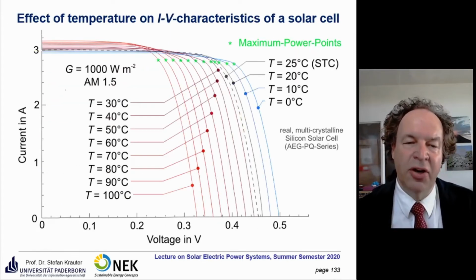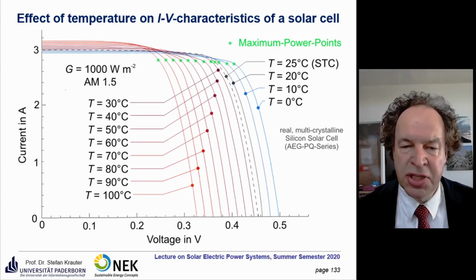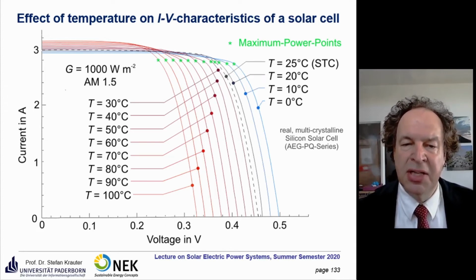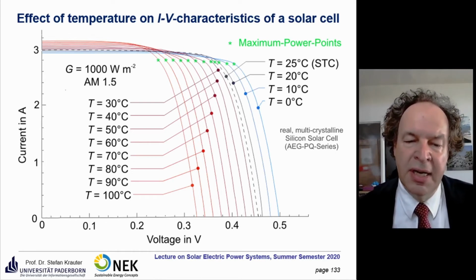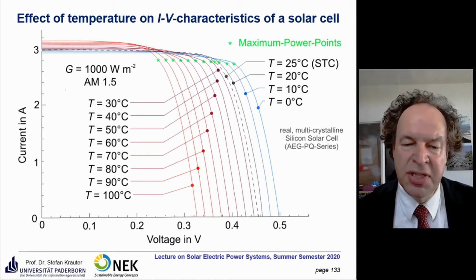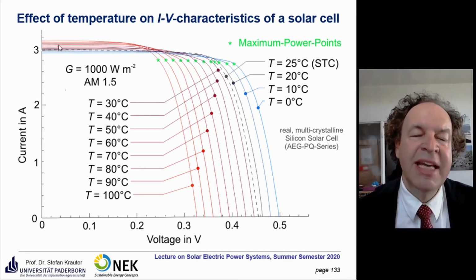Here you have the effect of temperature. The dashed line is the curve under standard test conditions, at 25 degrees Celsius operating conditions. If you go to the left side at a higher temperature, you see that the voltage is reduced, but you also see at higher temperature the current is a little bit increased.